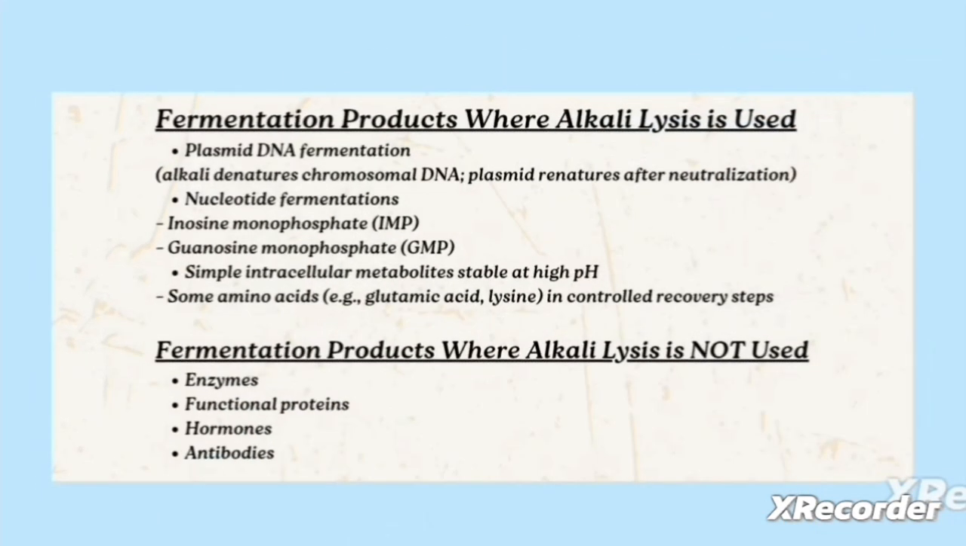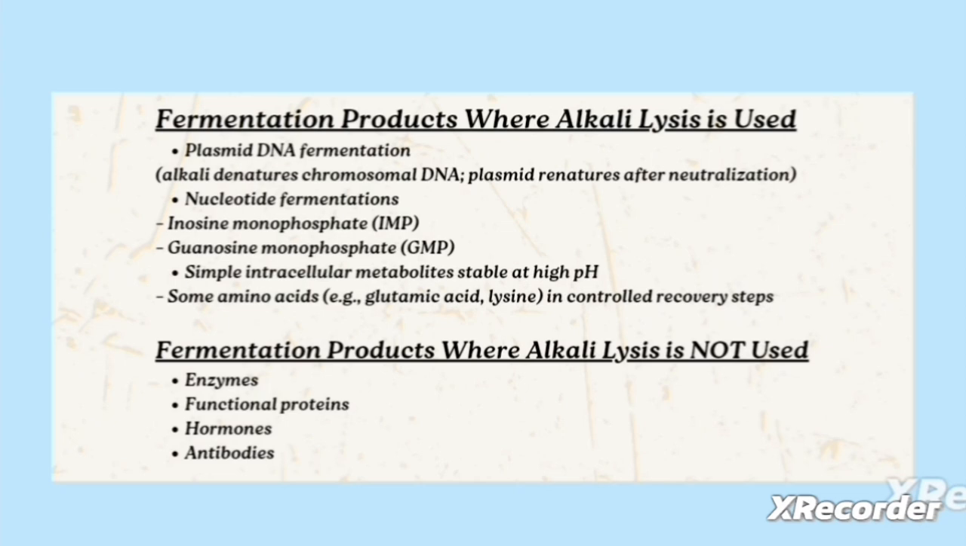So now let us understand the fermentation products or conditions where this alkali lysis is commonly used. First, it is very commonly employed for plasmid DNA isolation. As we studied in the mode of action, under alkaline conditions both the chromosomal DNA as well as the plasmid DNA are denatured. However, after the neutralization step, that is when the alkaline conditions are brought back to normal, the plasmid DNA renatures due to its small circular structure while the chromosomal DNA does not. Because of this property, it is commonly employed for plasmid isolation.